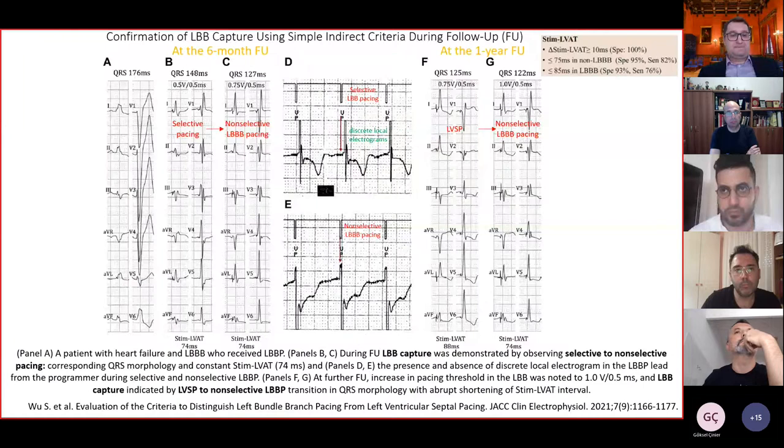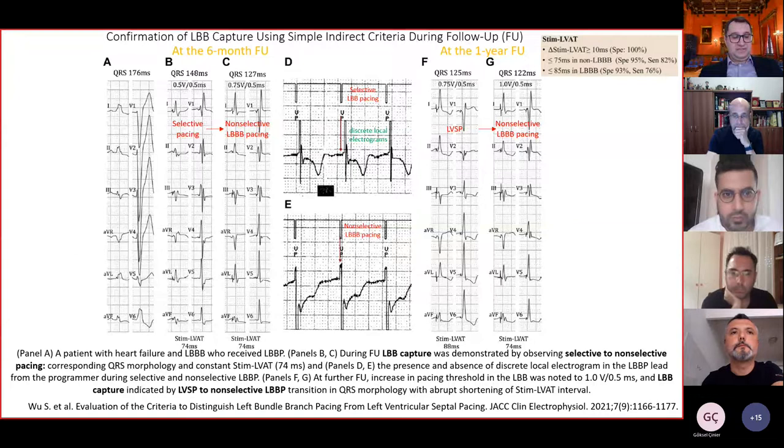We may also confirm left ventricular branch capture using simple indirect criteria during follow-up. Here you can see a patient with heart failure and left bundle branch block who received left bundle branch pacing. During follow-up, left bundle branch capture was demonstrated by observing selective and non-selective pacing. You can see the corresponding QRS morphology and constant stimulus to left ventricular activation time of 74 milliseconds in panels B and C.